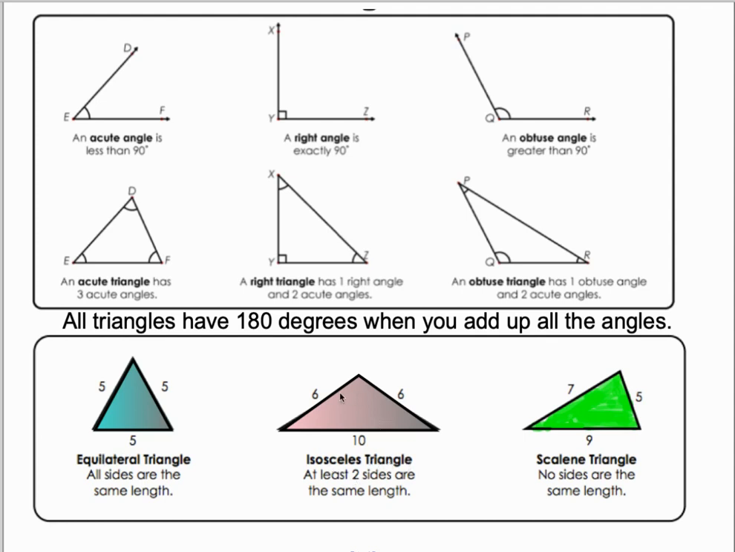Next, I have isosceles, and you can see the 6 and the 10. 2 of the sides are the same length. Then, if I look at my third one, I see 7, 5, and 9. None of these are the same. So in a scalene, no sides are the same.